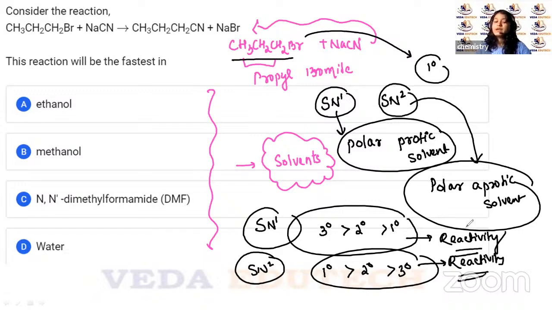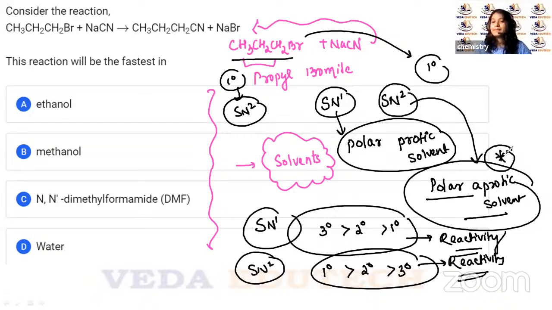Okay. So here this is 1 degree. So which reaction mechanism is this going to follow, children? It is going to follow the SN2 mechanism. As it is going to follow the SN2 mechanism, can I say that it is going to be the best in case of a polar aprotic solvent?